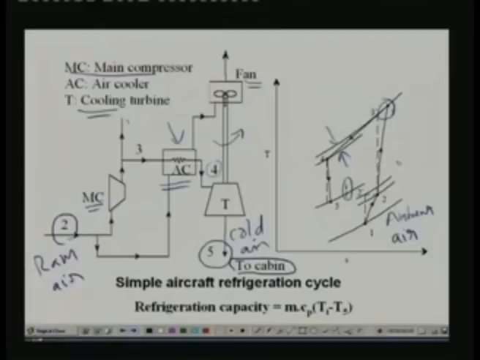So what is the refrigeration capacity of this system? The refrigeration capacity of this system is nothing but m dot Cp into (Ti minus T5), where Ti is the cabin temperature.